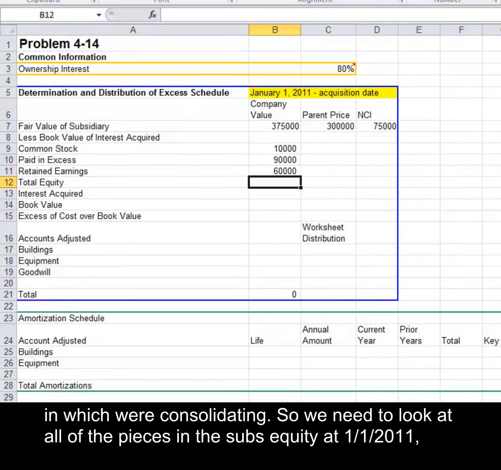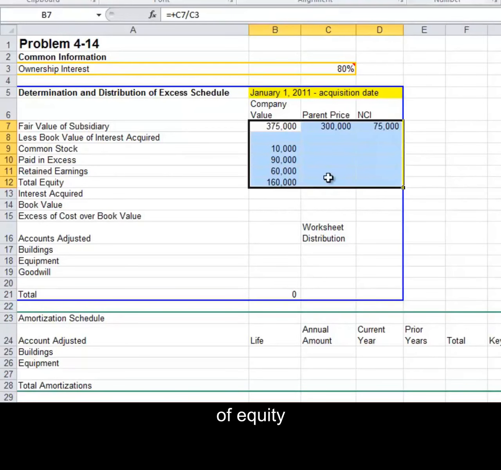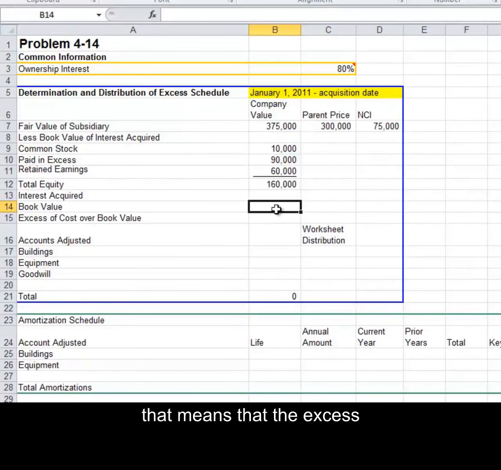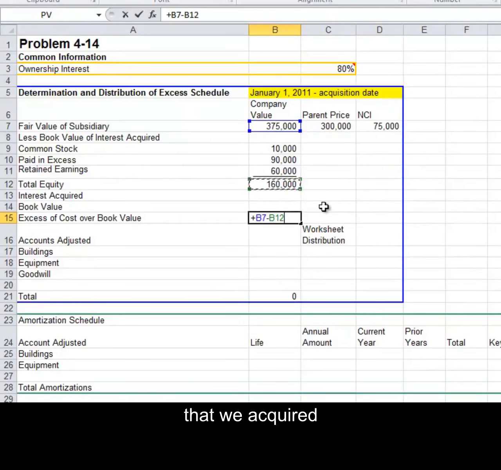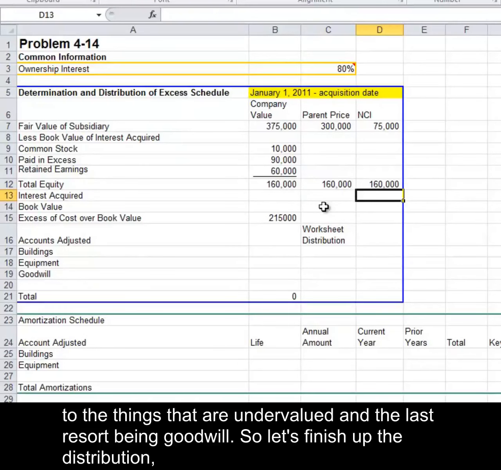So we need to look at all of the pieces in the sub's equity at 1/1/2011, and we see that we are picking up 160,000 of equity. That means that the excess that we acquired is 215,000, and that 215,000 we then allocate, as we've seen in prior examples, to the things that are undervalued, with the last resort being goodwill.